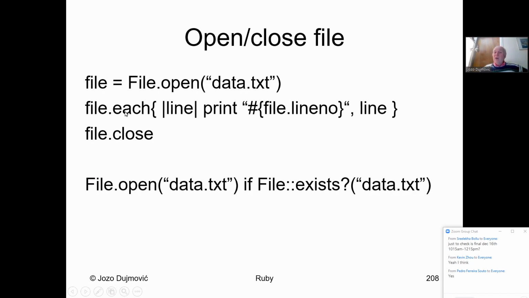Open, close. If you open file data.txt in working directory, then this is now internal name. You can have each that is taking lines, and then you can display these lines. You can close the file, you can open the file if file exists. This is a beautiful thing, that you never open file if the file does not exist, because otherwise you create a runtime error. So you first check whether the file exists. If file exists, open it. If it doesn't exist, don't open it, because you want to open for reading, and you cannot read from non-existing file.